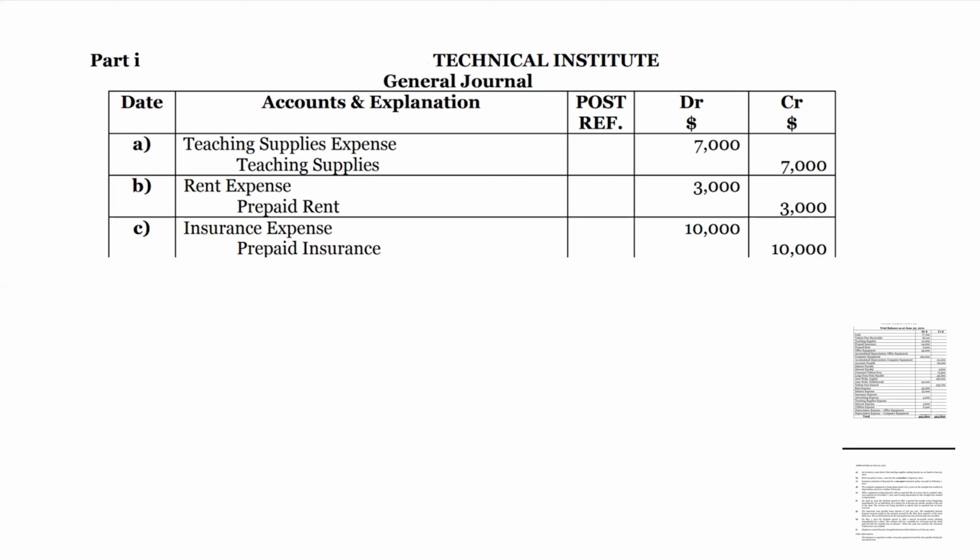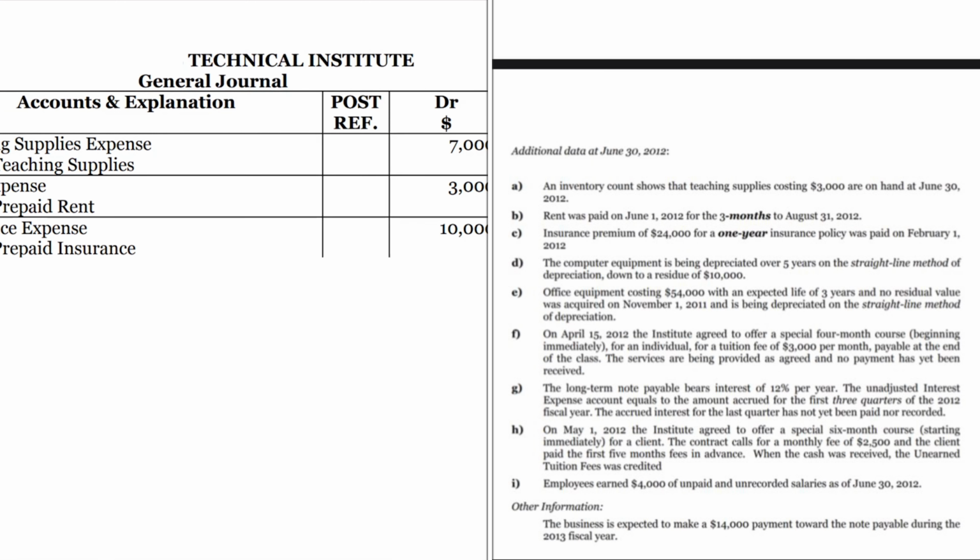Let's continue. The computer equipment is being depreciated over 5 years on the straight line method of depreciation down to a residue of $10,000. So we should be doing a video on depreciation in a bit, right? But we know there are 2 simple basic methods of calculating depreciation. You have the simple one, which is the straight line that they're asking you here, and you have the reducing balance, right? So let's look at the straight line.